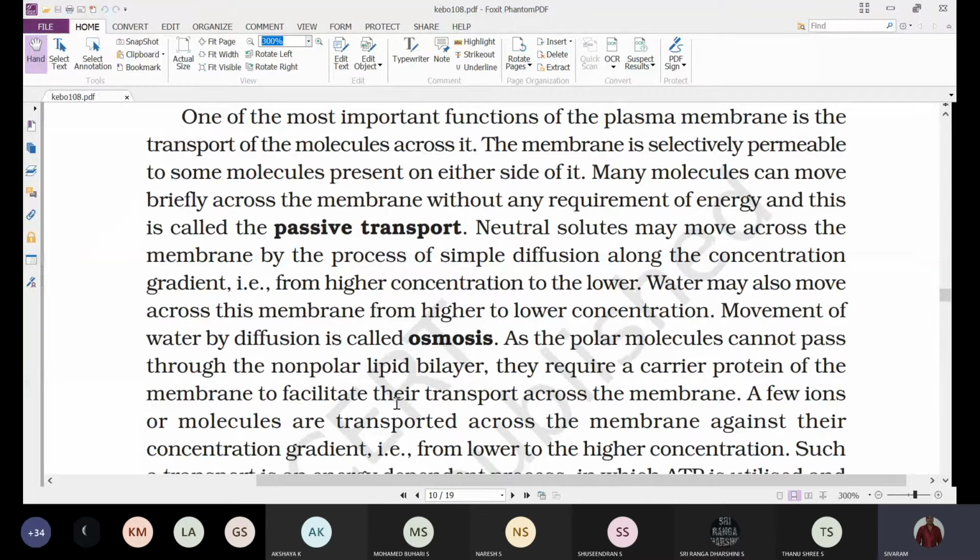Here solutes means liquids, the fluid, generally that is water. In living organisms we'll find mostly water. So the movement of water will take place, or the solutes are moving across the membrane by a process of simple diffusion, along the concentration gradient. Concentration gradient means a difference in their concentration, that is from the region of a higher concentrated solute to the region of a lower concentrated solute.